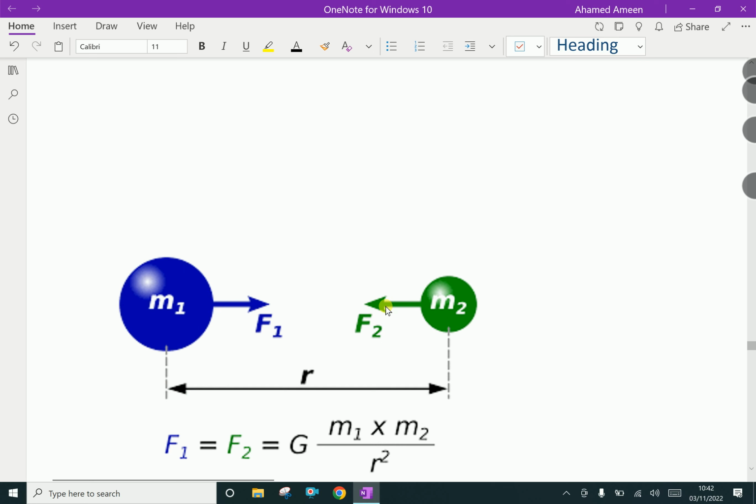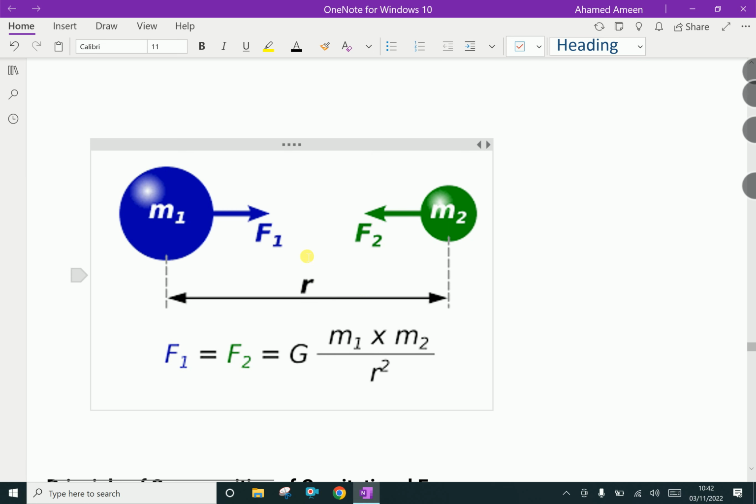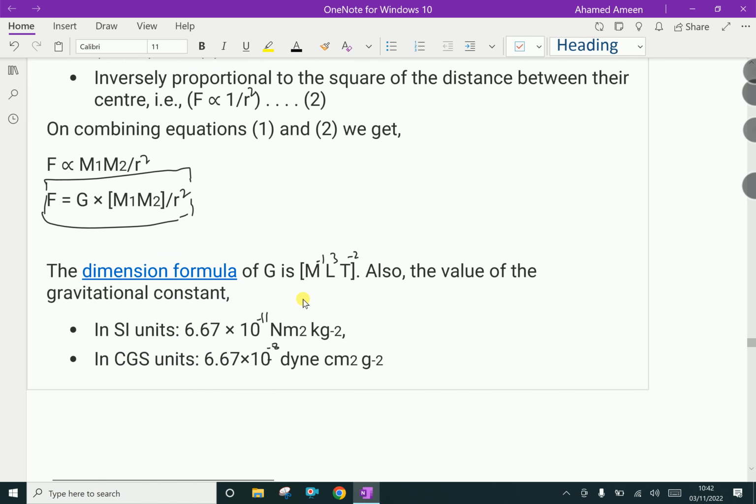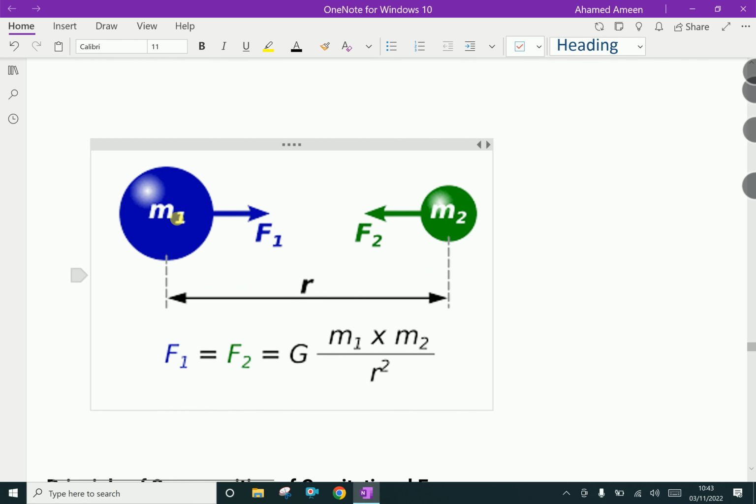Now look at this. Here we can understand the gravitational force, Newton's law of gravitation, by using this figure. Here this heavier mass is m1 and m2 is the smaller mass. Both are attracted to each other, that is both forces are equal, F1 and F2. Here F1 is equal to F2 is equal to G m1 into m2 divided by r square. This r is the distance between the centers of these two masses.